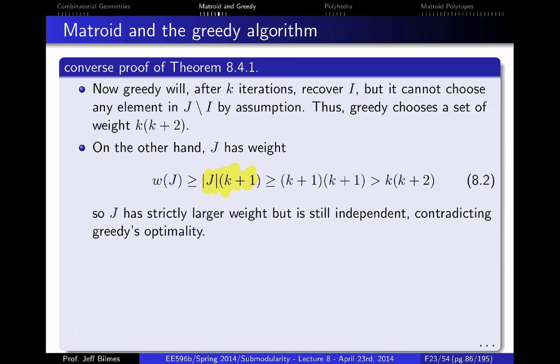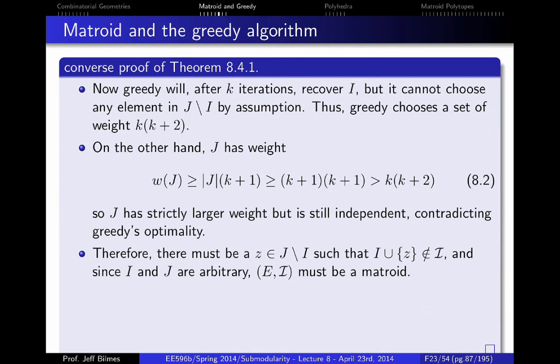But if there is, then some of the items might have k plus 2, and some of them might have k plus 1, and so that's going to be greater. We know that J is at least of size k plus 1, because we know that I is size k and J is bigger than I. And k plus 1 squared is greater than or equal to k times k plus 2. So therefore, the weight of J is bigger, but greedy didn't return it. So therefore, the assumption that we made must be wrong.